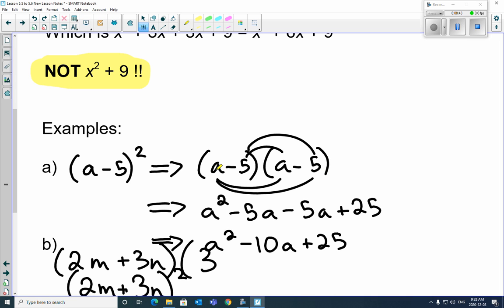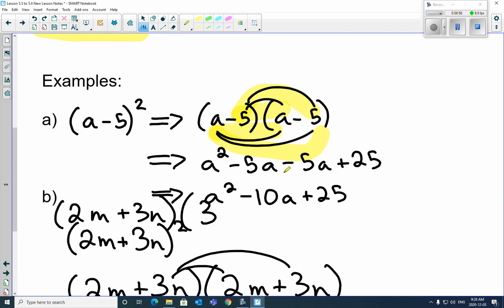Write it as two binomials: a minus 5 times a minus 5. And then again, we do first, a times a; outside, a times negative 5; inside, negative 5 times a; last, negative 5 times negative 5. And you can see a squared, negative 5a, plus 25. Then you combine like terms: a squared minus 10a plus 25.